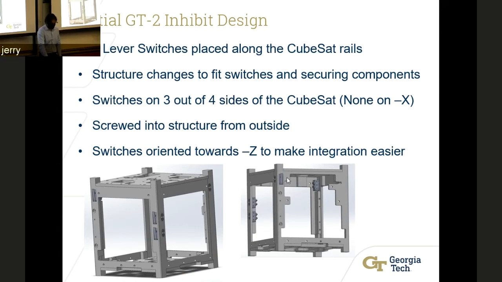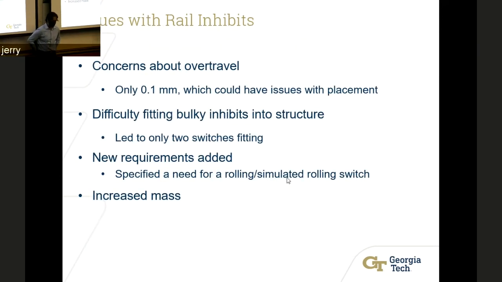So yes, we put the switches in there, but while we were designing it, and as the design changed slowly with different groups adding their CAD models, we noticed there were some more issues with the rail inhibits. One concern was regarding over travel. There was only a 0.1 millimeter gap between the 1.9 millimeters of the free position of the switches versus the 2 millimeter requirement. And there was a concern that if there was human error while putting the push button switches into the CubeSat, maybe we would put these switches a little too high as well. Those issues with placement and a fear of human error at 0.1 millimeters, which is very, very small, were a concern.